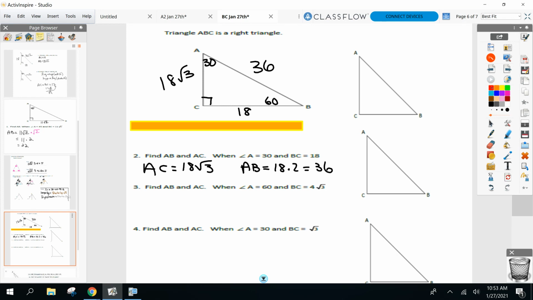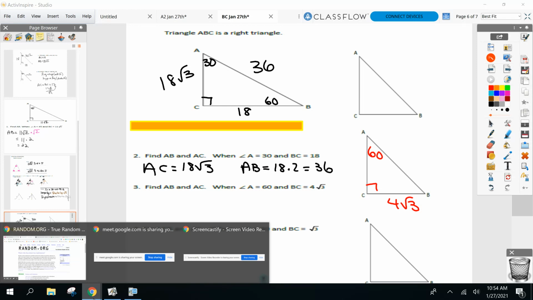Angle A now is 60, guys. Angle A is 60. And what am I giving you here? BC is 4 radical 3. Uh-oh. All right, you ready? First thing I got to ask, what did I give you? What is 4 radical 3?